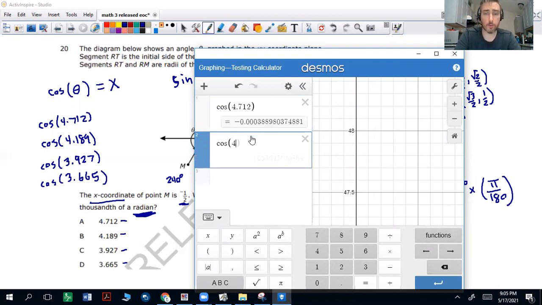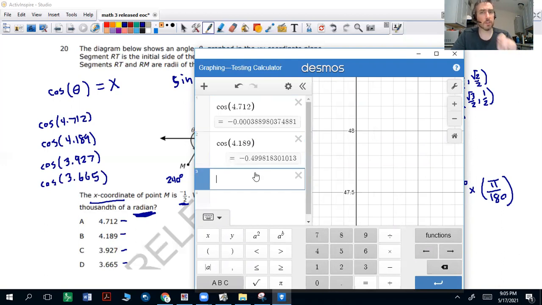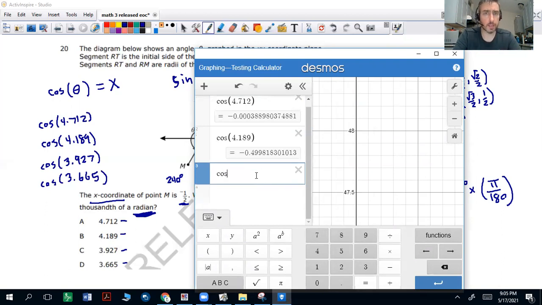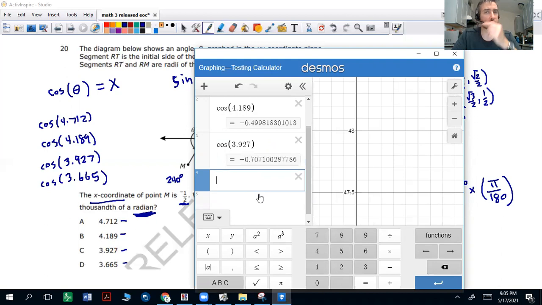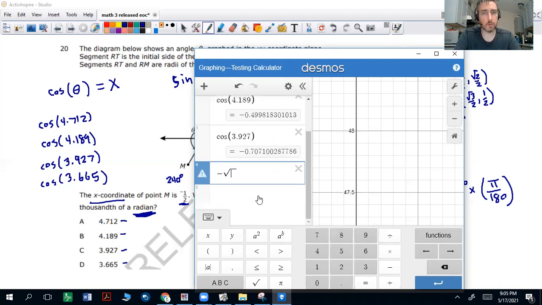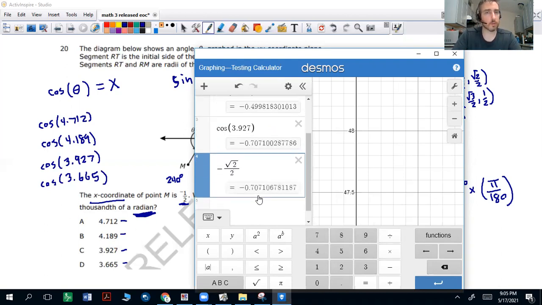Cos 4.189. That's like negative 0.499. That's like negative 0.5, right? Cos 3.927. That looks like the negative square root of 2 over 2. You might recognize 0.707, so that's actually that one.